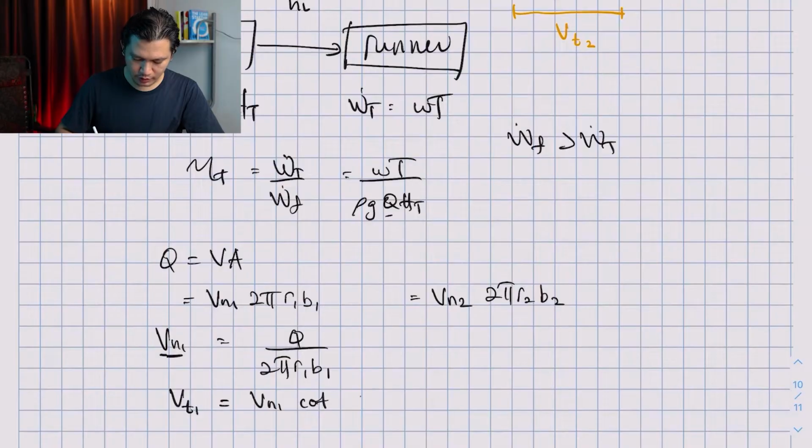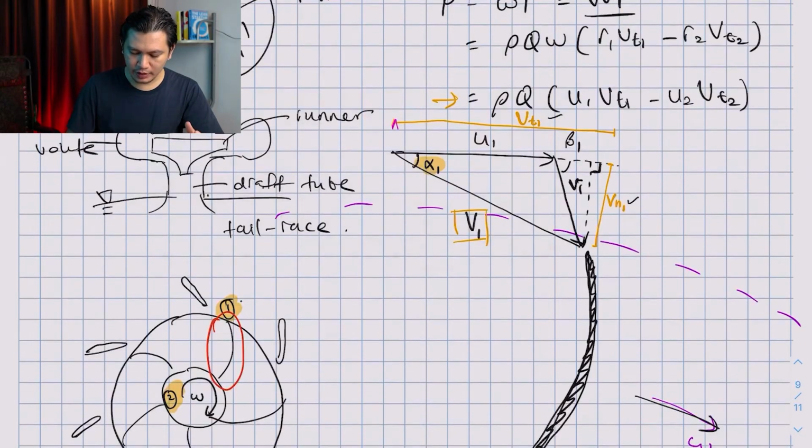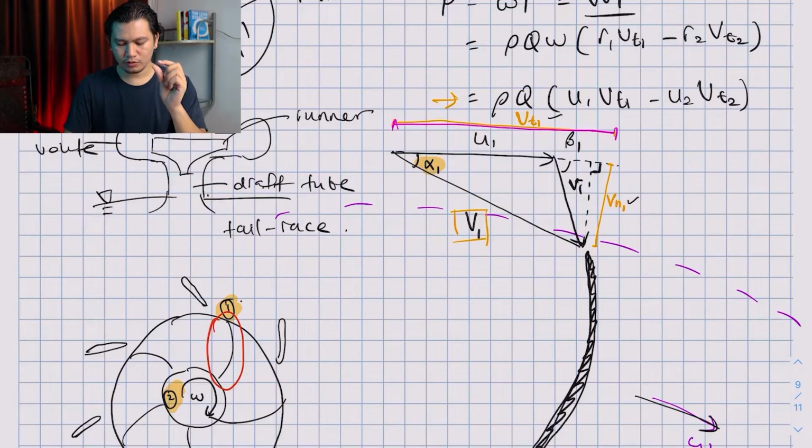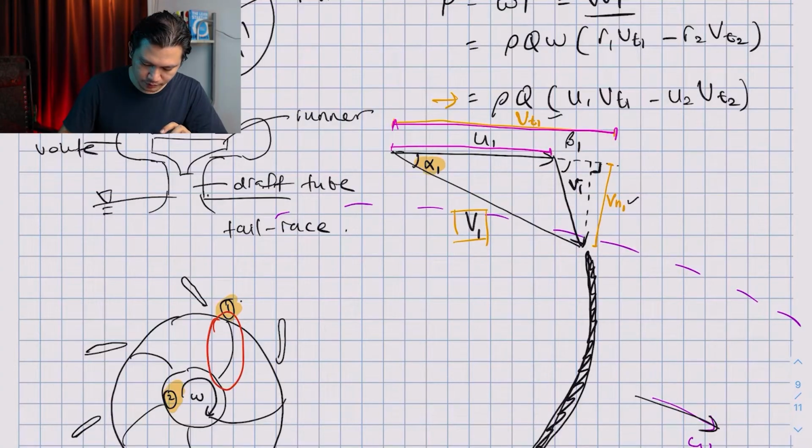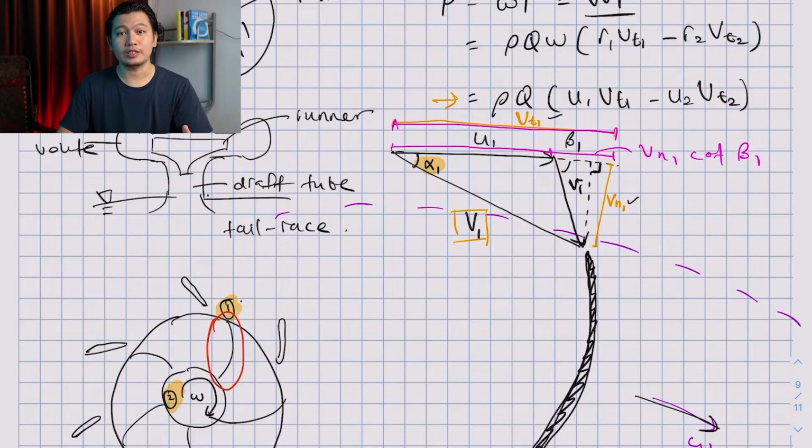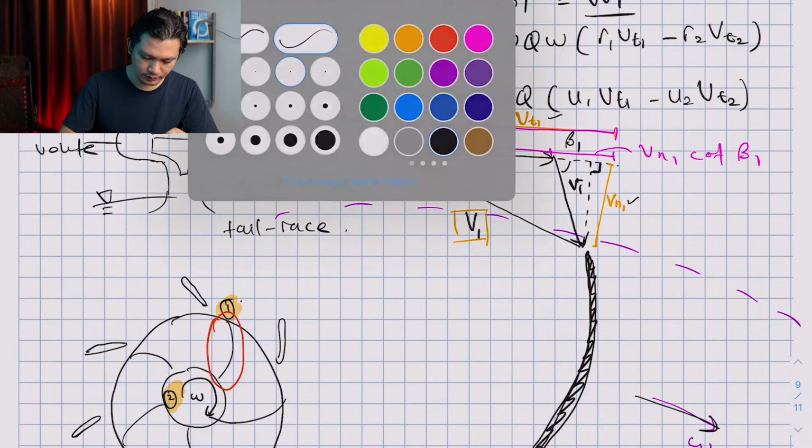Vt1 is actually spanning the whole distance here. So Vt1 is actually the addition of U1 plus whatever this distance is. And this distance is actually Vn1 cotangent beta 1, if you notice. So I'm going to write it here.